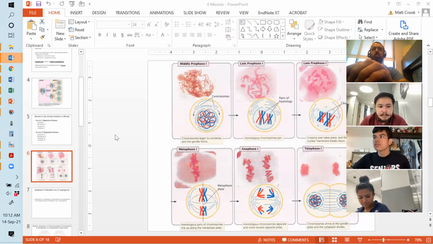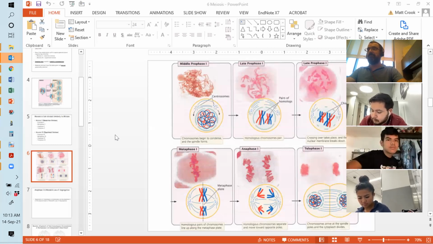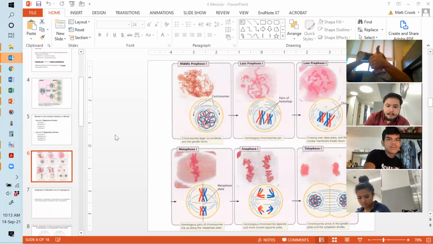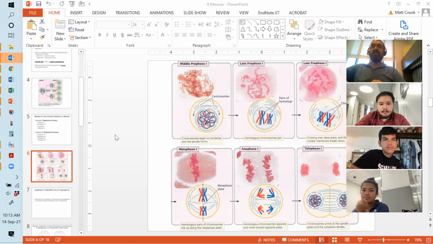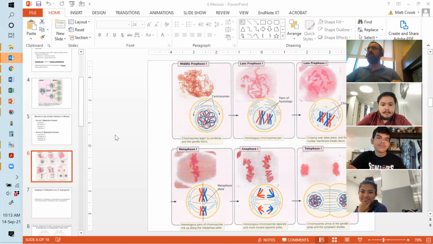So, question to the class. What's the protein that holds together the sister chromatids? Begins with C. Good job, Jonathan. And it didn't autocorrect you, which is fabulous. It always autocorrects me. Right, cohesin.